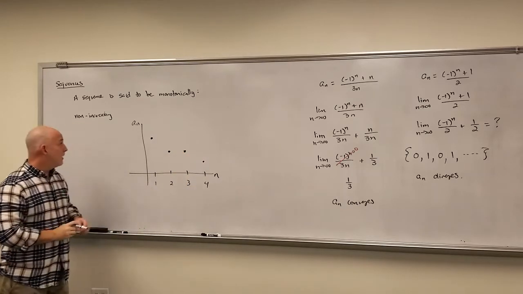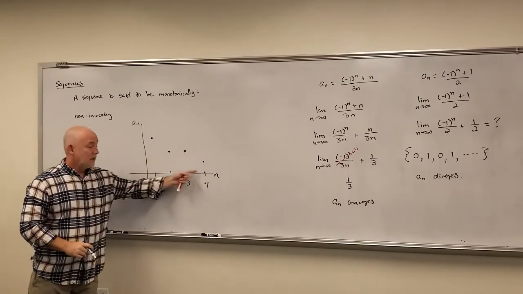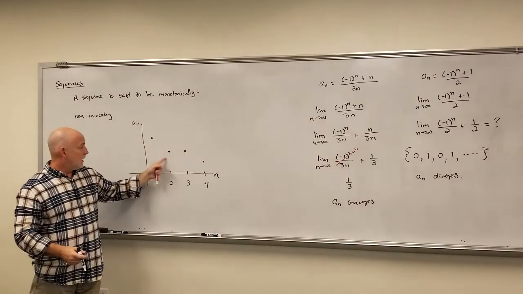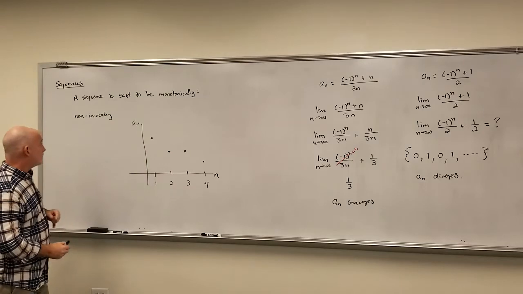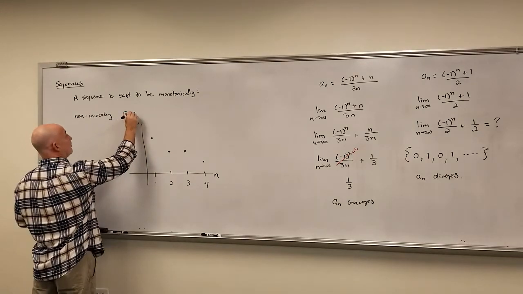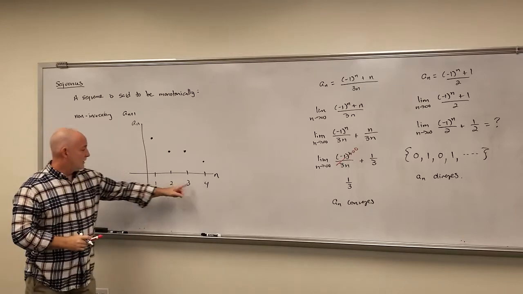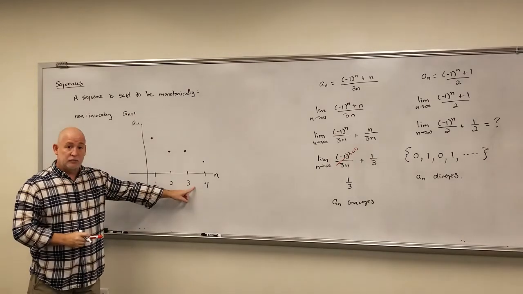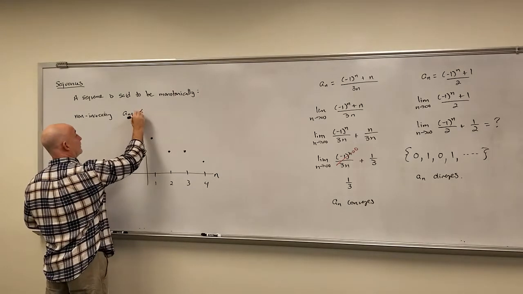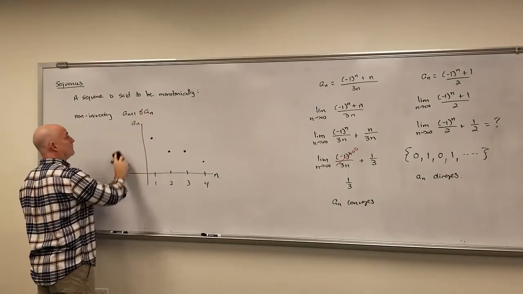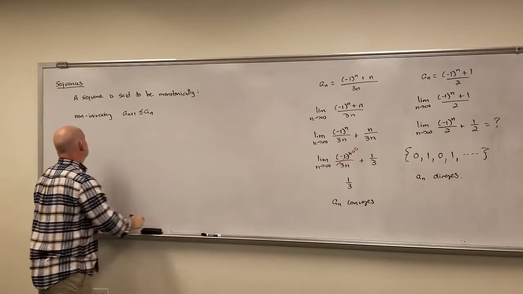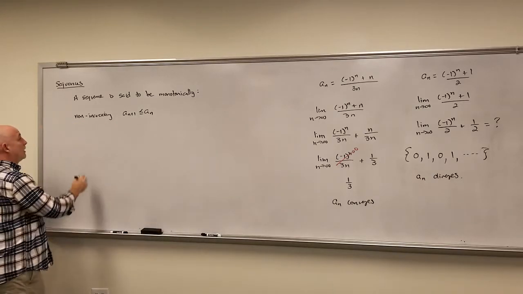So this would be monotonically non-increasing, right? It just can't increase. It can either be decreasing or the same. Now this will be true if a sub n plus 1, that will be our next term, is always what? Smaller than or equal to the one below it. Less than or equal to a sub n. So that's our definition for monotonically non-increasing.